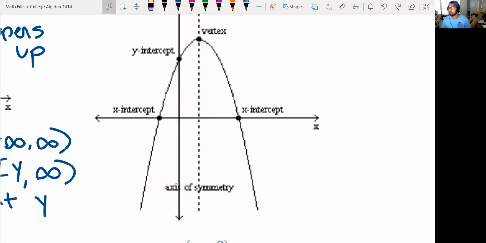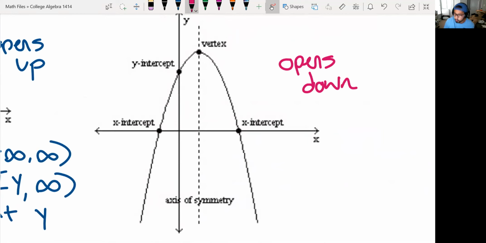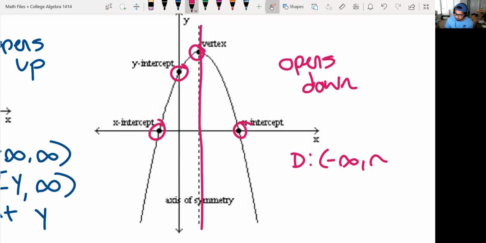This is a parabola that opens down. This one opens down and has the exact same characteristics as a parabola that opens up. So once again, your main point, the vertex. A y-intercept. And this example again has 2 X-intercepts, but remember, a parabola can have 2 X-intercepts, 1 X-intercept, or no X-intercepts. You have the axis of symmetry. So everything's still there. You can still reflect points across it. And the domain is still all real numbers.